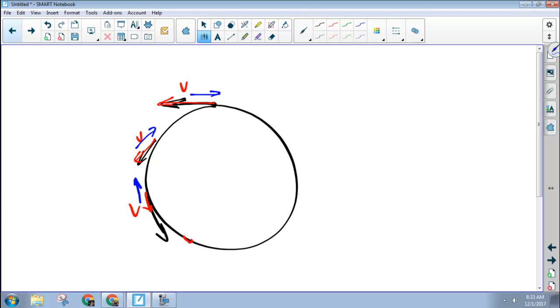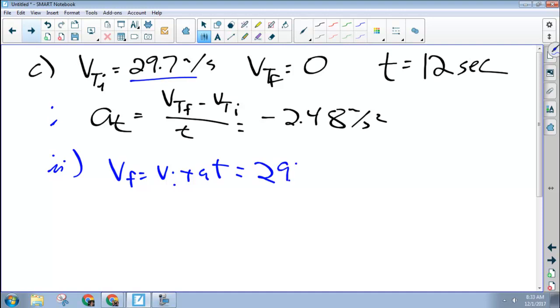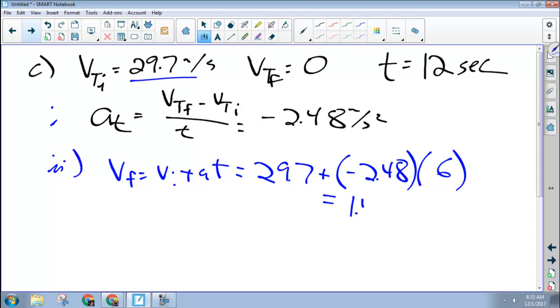I want to get through 8, so we need to finish this up. That was Roman numeral I. Roman numeral 2, what's the velocity after 6 seconds? You're just going to do Vf equals Vi plus At. Our initial velocity was 29.7, our acceleration is negative 2.48, and the time is 6 seconds. You end up getting 14.7 meters a second.